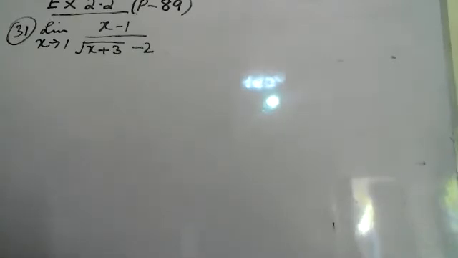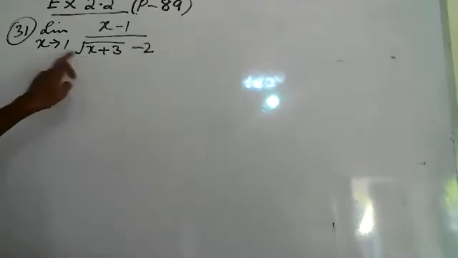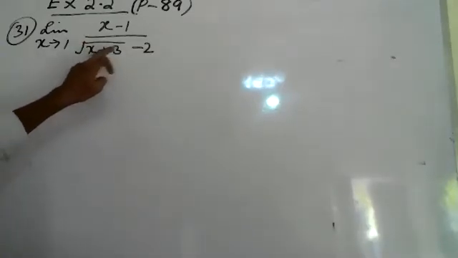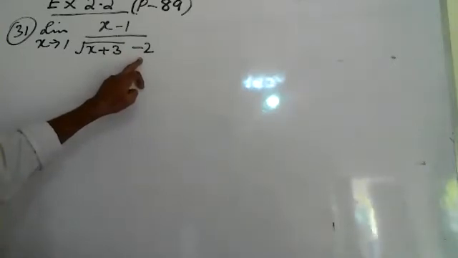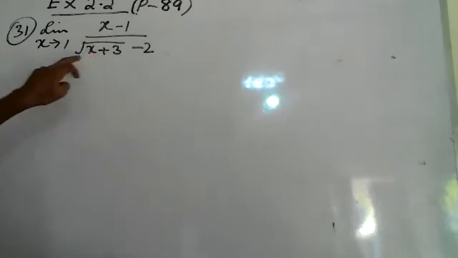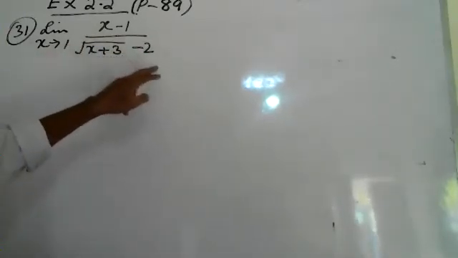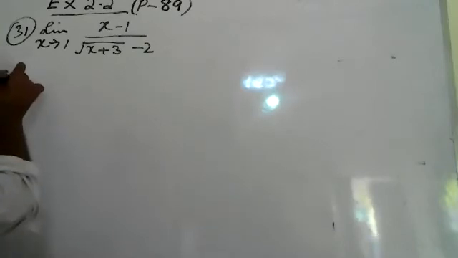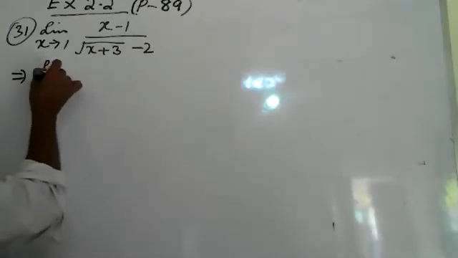First, directly we check the denominator. X is replaced by 1. 1 plus 3, root 1 plus 3 will be root 4, will be 2. 2 minus 2 will be 0. So the denominator is becoming 0. Therefore, we will multiply with the conjugate of the denominator. It is in the under root form, so we will take the conjugate of the denominator.